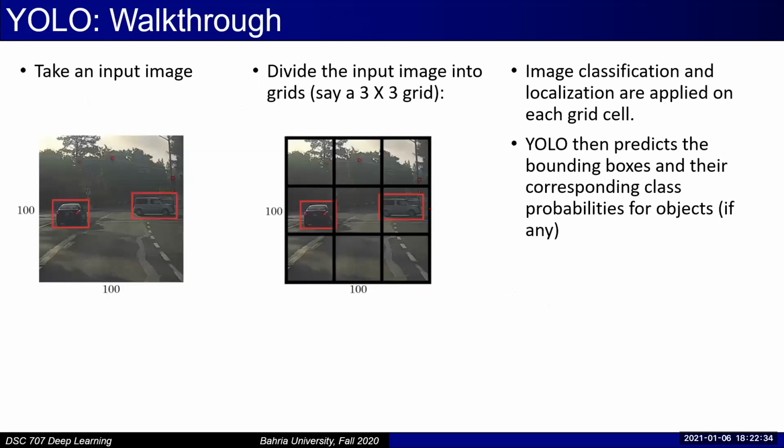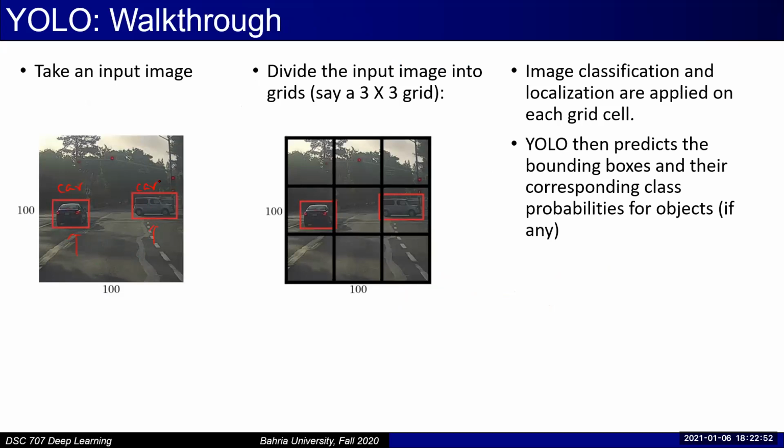Okay, now let's see some technical detail on how YOLO works. Okay, so this is an image of 100 by 100 in which we see two cars. So we want to detect these two cars, so that we should get a bounding box, and we should get a class label that there's a car, right?